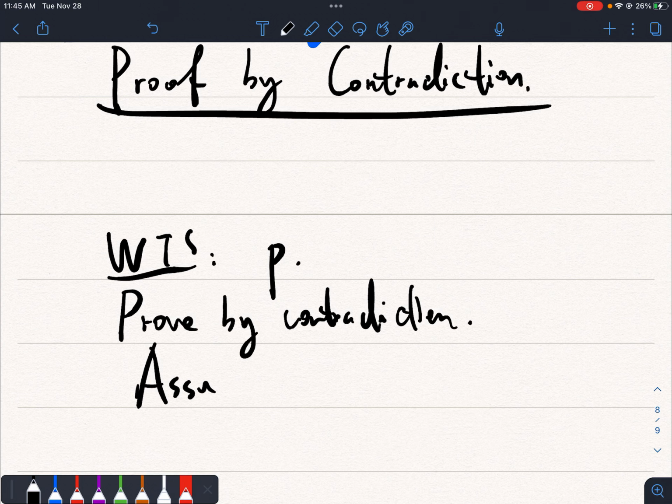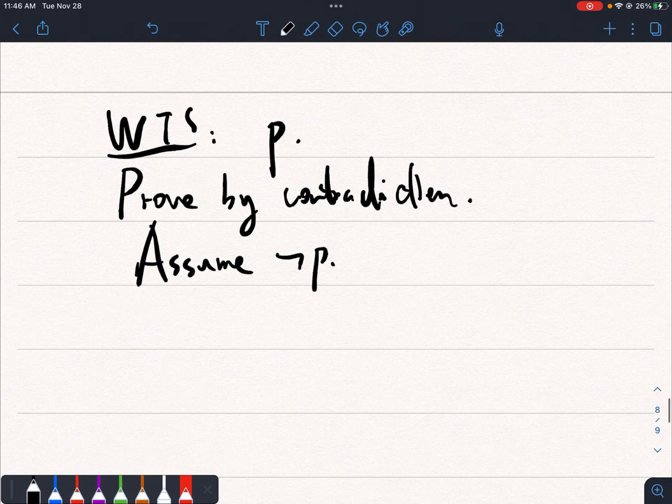Then you can assume the negation of the statement. So you can assume P is false, and then after some calculations or logical manipulations, in the end you deduce a contradiction. A contradiction is something that cannot happen. It means this will lead to a problem. For example, you deduce 1 is bigger than 1, which cannot be true. So a contradiction is something that cannot be true. So if you assume not P and deduce a contradiction, it means P cannot be false.